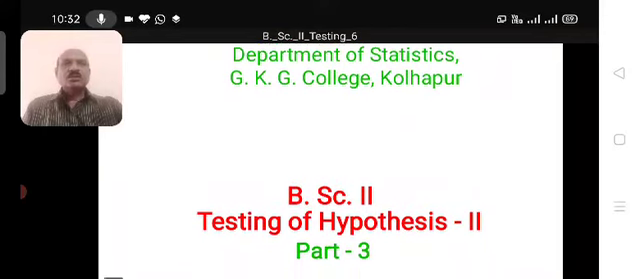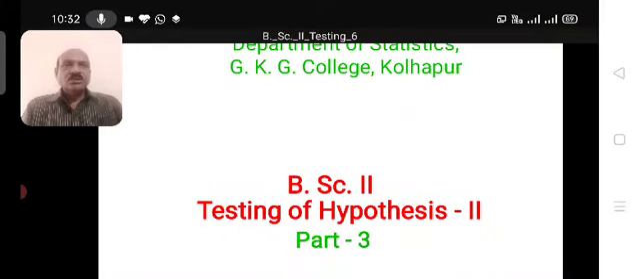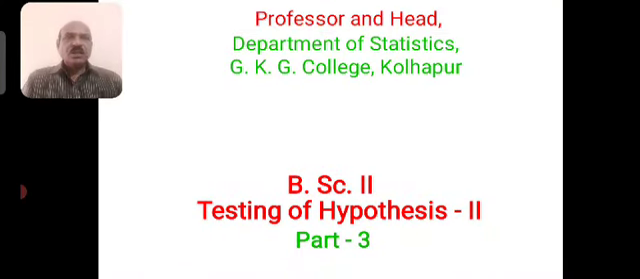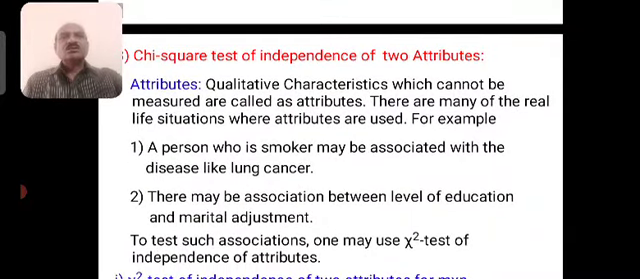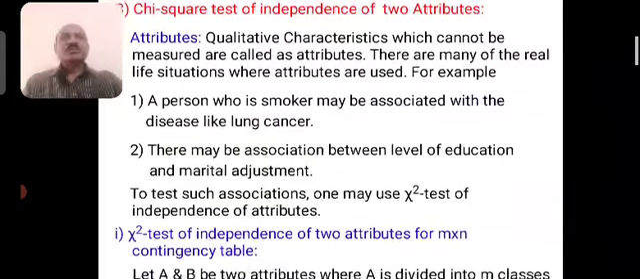Today we are going to deal with the testing of hypothesis 2, and that too part 3. In part 2, we have studied two chi-square tests. One is the chi-square test of testing population variance, and the second one is testing of goodness of fit. Now we are going to deal with the third chi-square test, that is, the chi-square test of independence of two attributes.